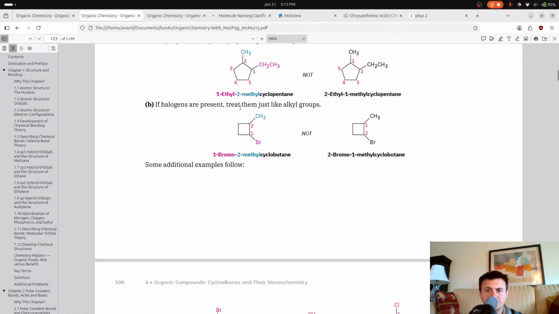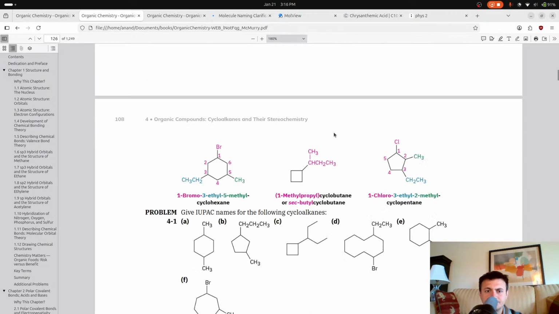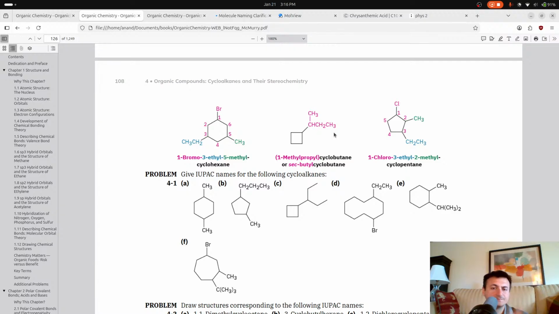If halogens are present, treat them like alkyl groups. So what are they saying? 1-bromo, 2-methyl. Okay. 1, 3, 5. So 1-bromo, 3-ethyl, 5-methyl. But you wouldn't do 1-bromo, 3-methyl, 5-ethyl because you are trying to alphabetize it.